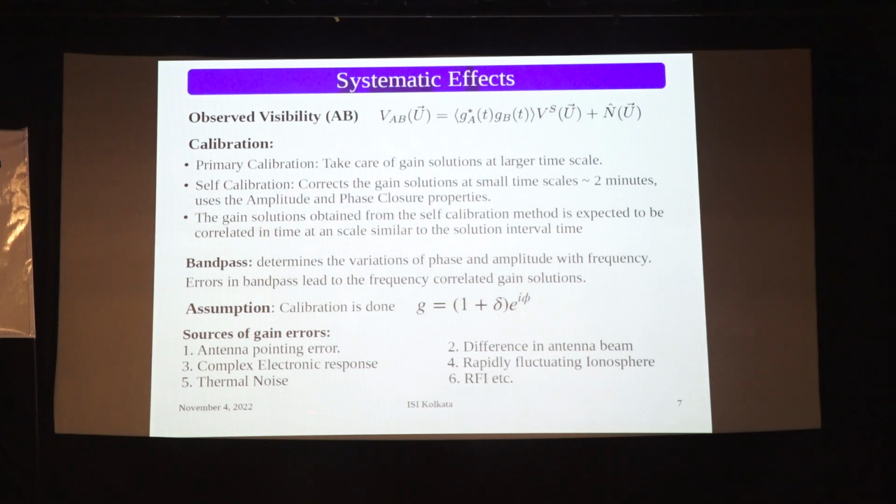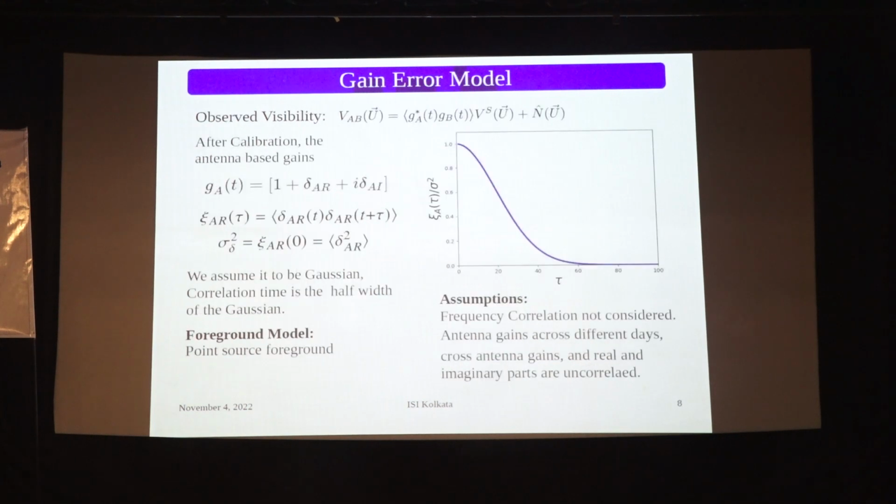There are various reasons for gain errors. We won't go into the details of the reasons for these gain errors. Without referring to a particular reason for the errors, we model the gain errors in the following way. We model the antenna based gains for antenna A in this way, where delta AR is the real component of the residual gain error, delta AI is the imaginary component of the residual gain error, and to incorporate the time correlation of the gain errors, we model the time correlation using a Gaussian function, and the half width of this Gaussian will give us the correlation time.